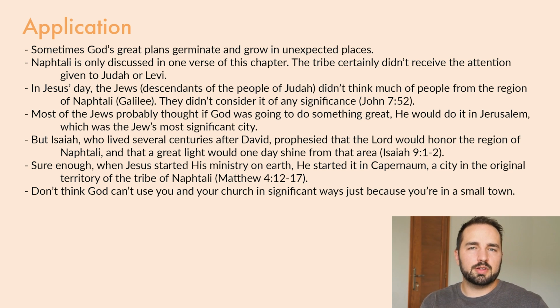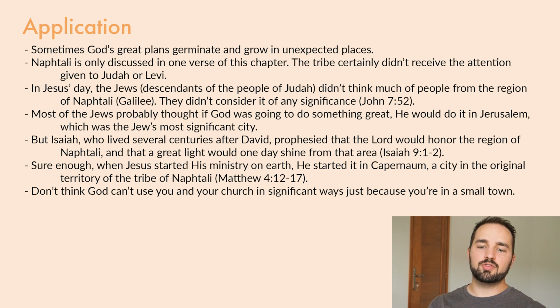Most of the Jews probably thought that if God was going to do something great in their day, he would do it in Jerusalem, because Jerusalem was the Jews' most significant city. But Isaiah the prophet, who lived several hundred years after David, prophesied that the Lord would honor the region of Naphtali and that a great light would one day shine from that area of the world. Isaiah chapter 9, verses 1 through 2. And sure enough, when Jesus started his ministry on earth, he started it in Capernaum, a city in the original territory of the tribe of Naphtali.